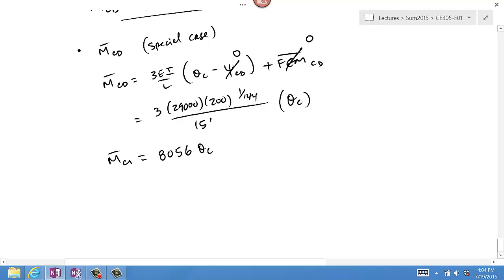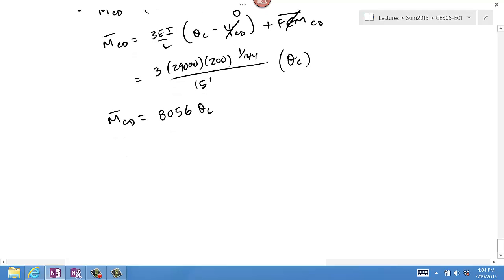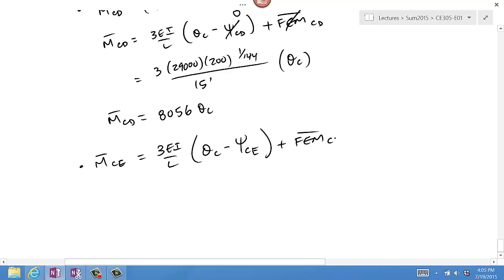That's M bar CD. And then we have one more, which is for span CE. We have M bar CE, special case, 3EI over L, theta C minus psi CE plus FEM bar CE.